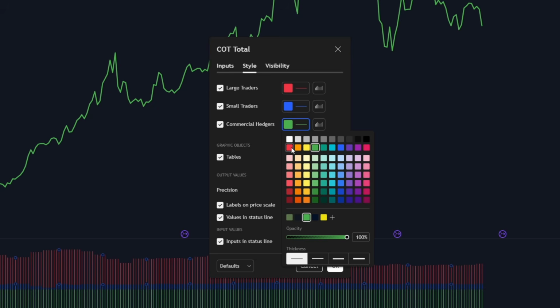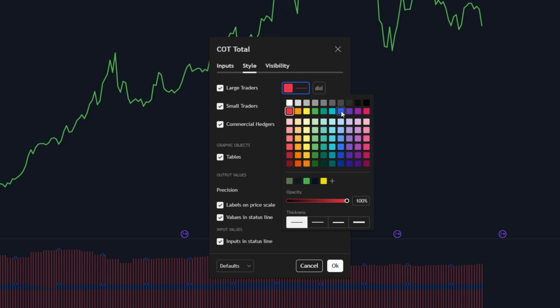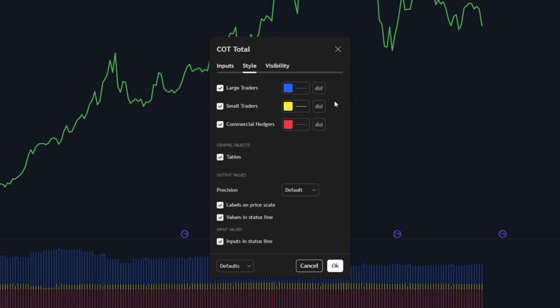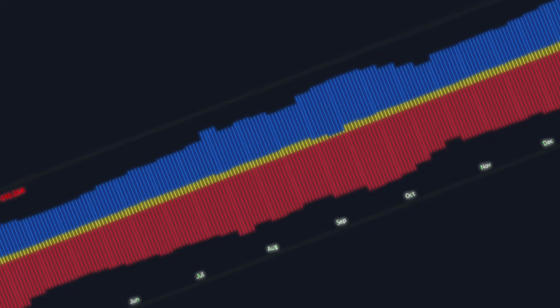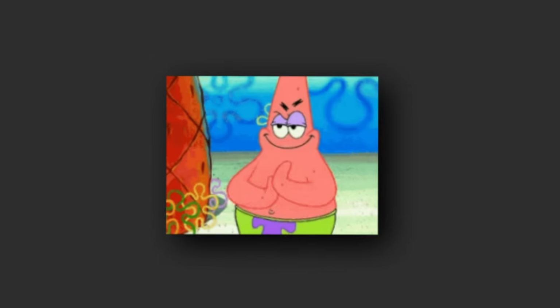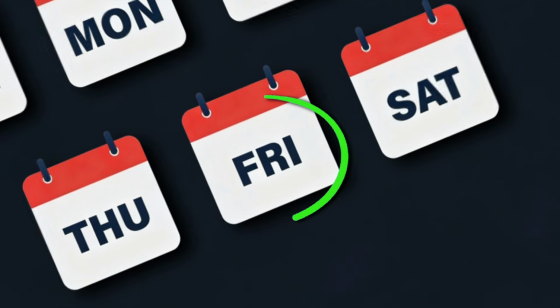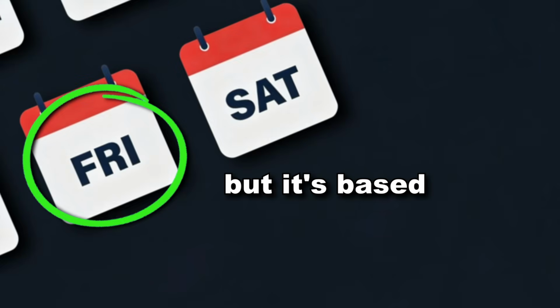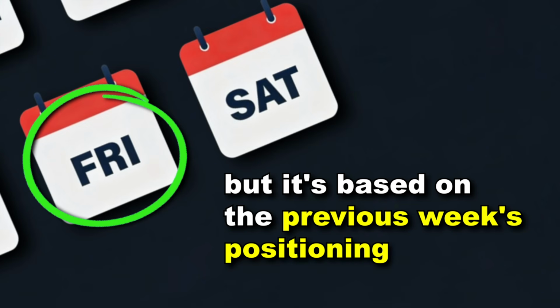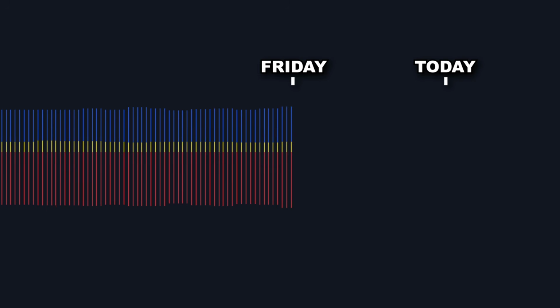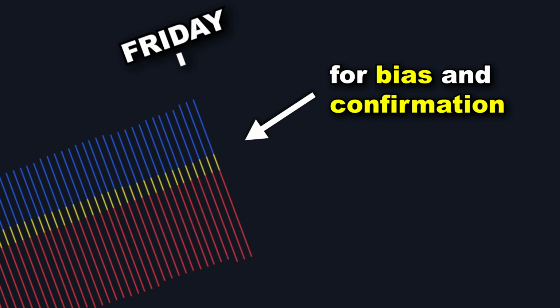Color them up, commercials in red, large traders in blue, small traders in yellow. That's the standard color scheme used across the trading community. Once you get used to it, you can read any COT chart in seconds. One thing to keep in mind, the data updates every Friday end of day, but it's based on the previous week's positioning. So you're always looking at slightly lagged data. Doesn't kill the signal, just means you're using it for bias and confirmation, not split-second timing.